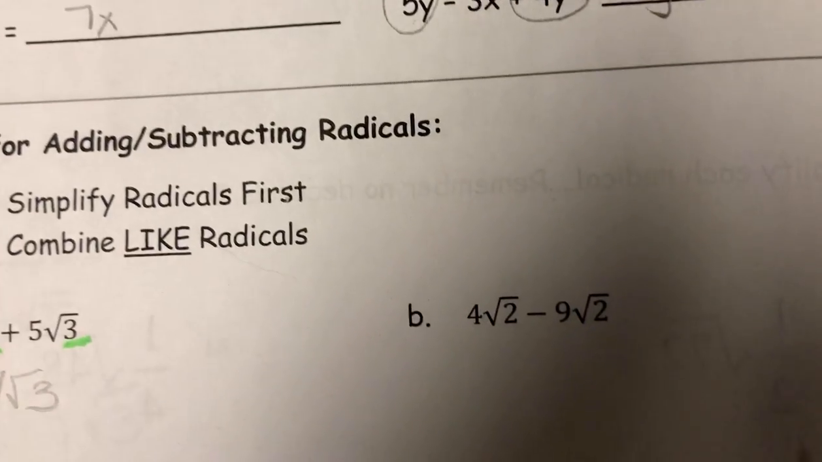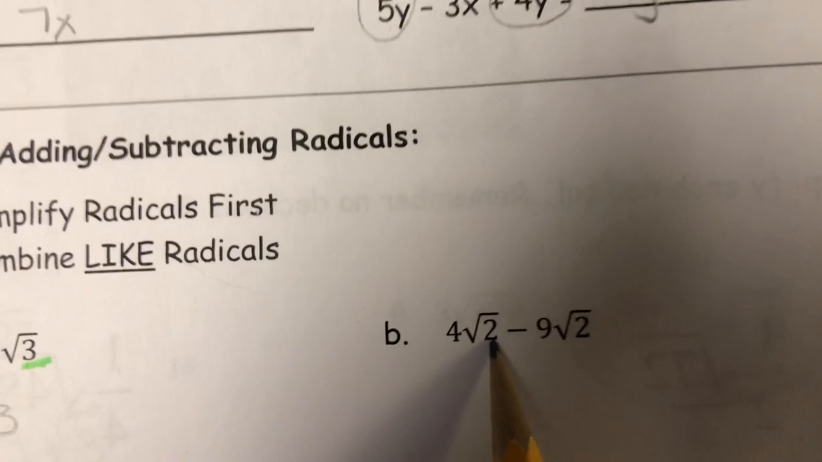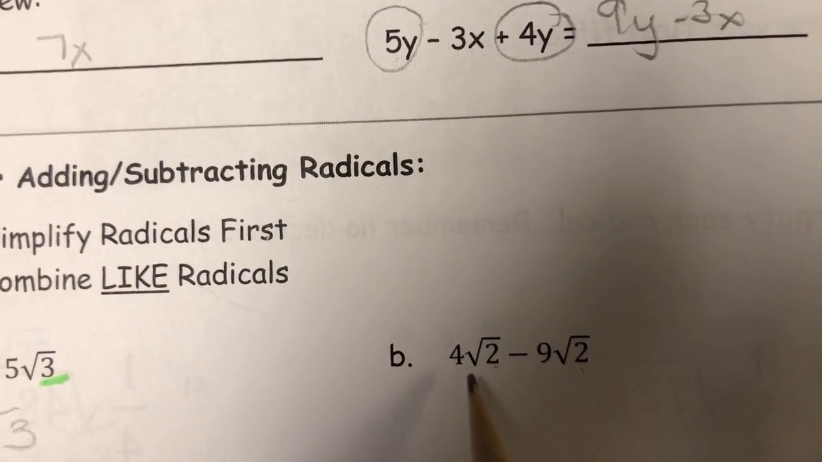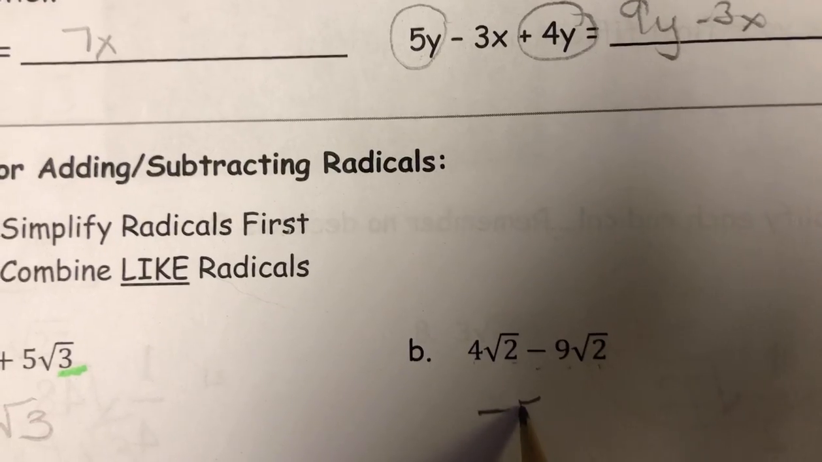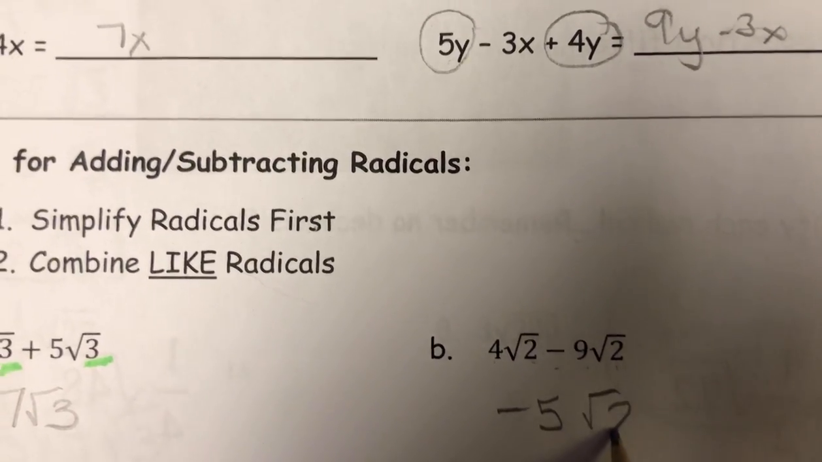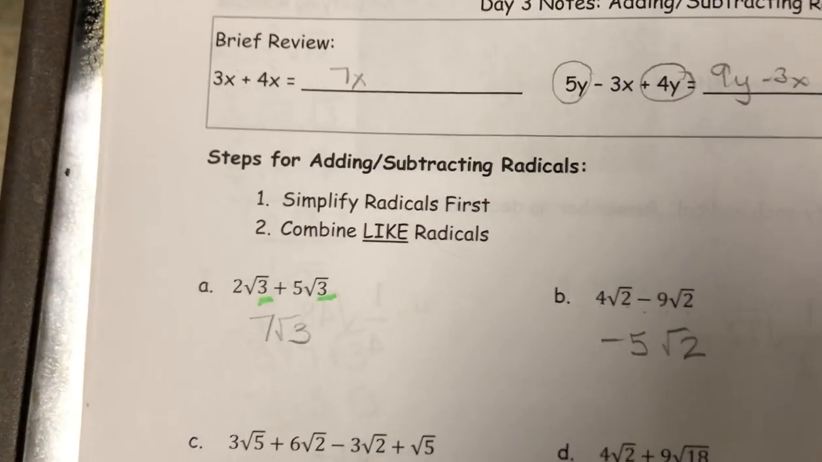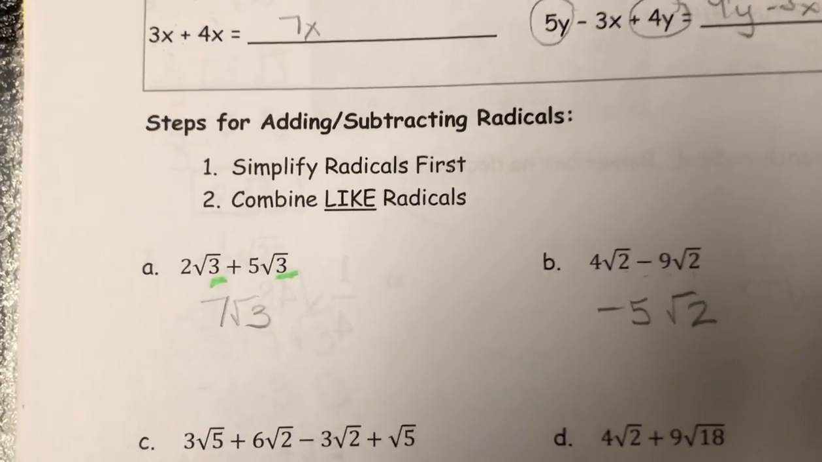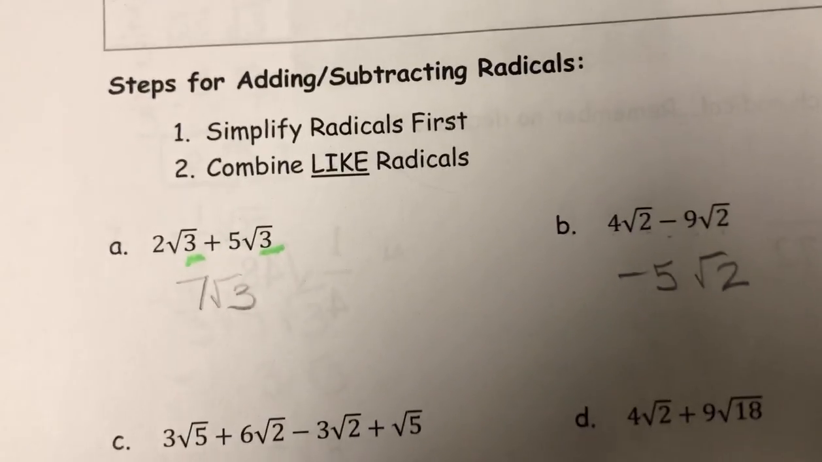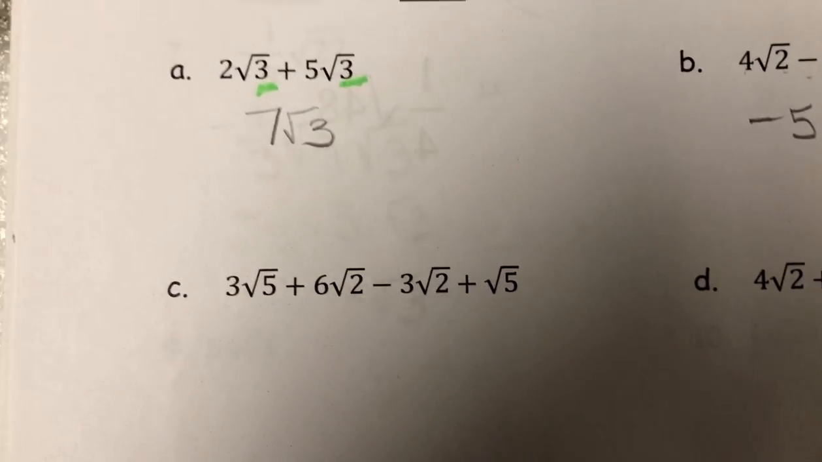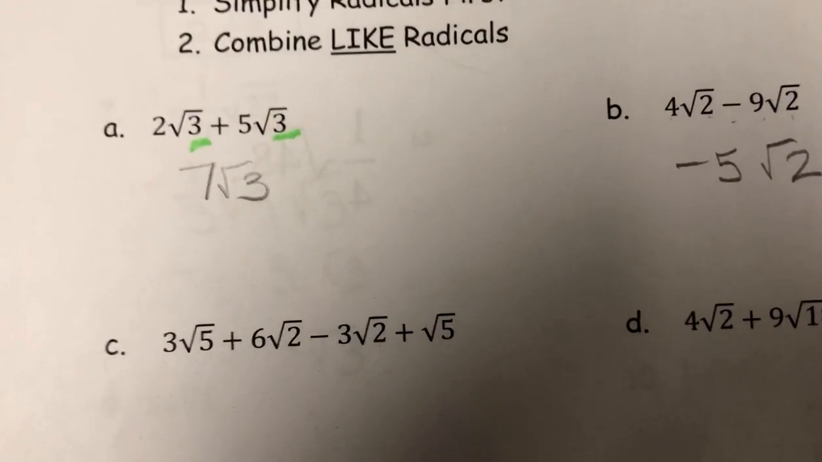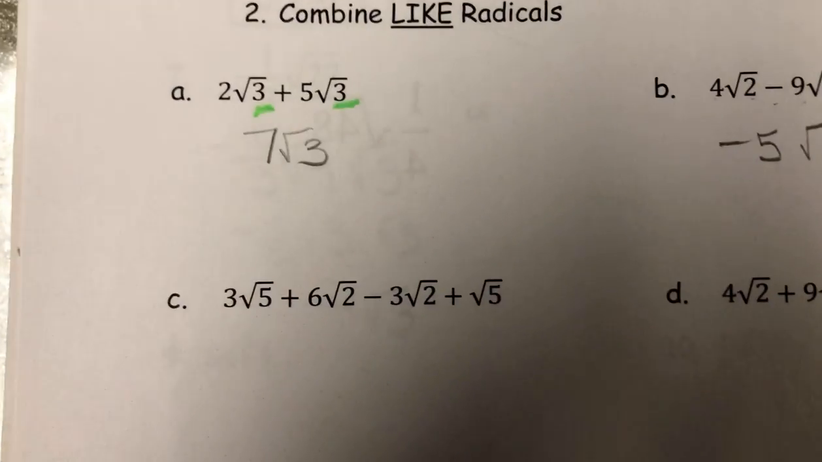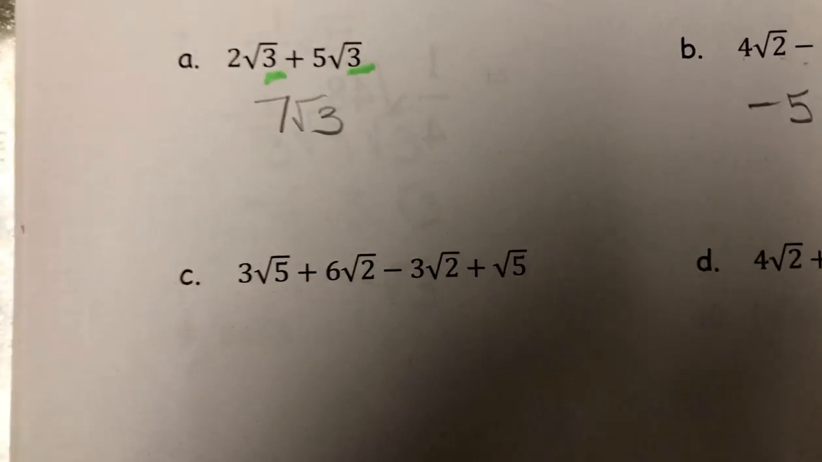Here's another example. Look at the square root of 2, the square root of 2. These are like terms. So now we're just going to take 4 minus 9, that's a negative 5, radical 2. So in these first two examples, we have like terms. Just combine these like radicals together and we're done. We might need a calculator if we're a little rusty on our positive and negative numbers, right? And that's okay.